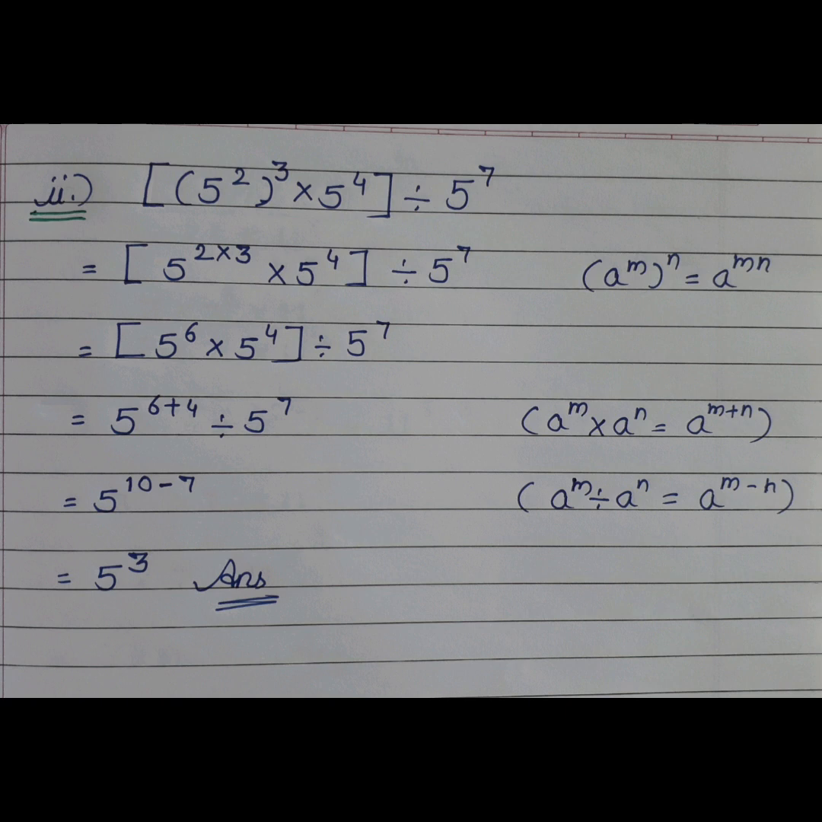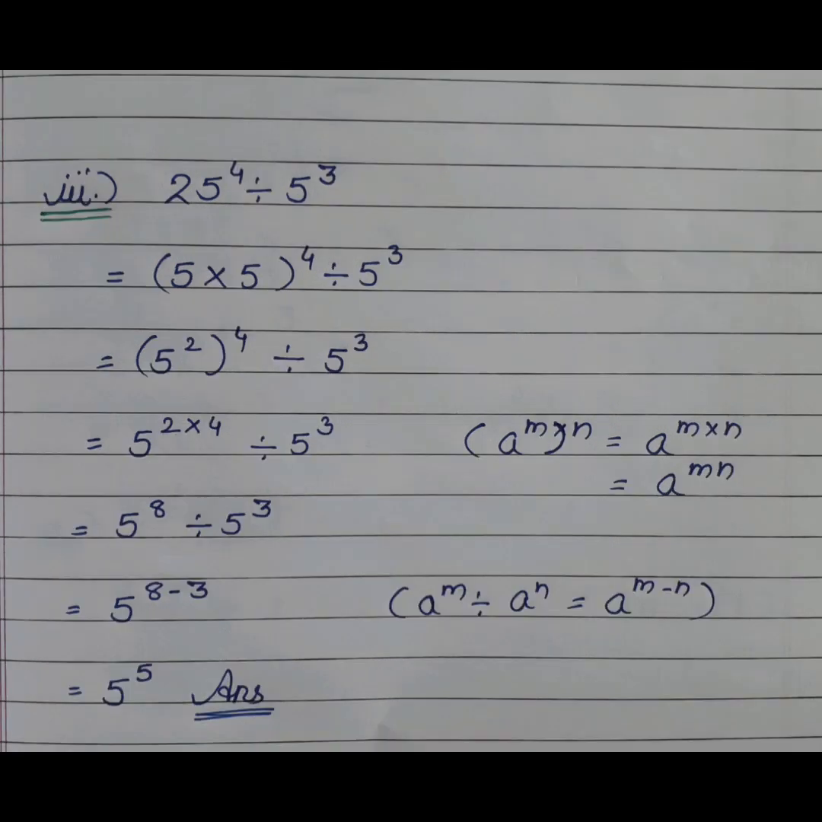And the last rule says when base is same and it is division, the powers are subtracted. So 5 to the power 10 minus 7 will become 5 to the power 3 or 5 cube, and this is the answer. Let's solve the other part. 25 to the power 4 divided by 5 to the power cube. Here you can see that base is different.